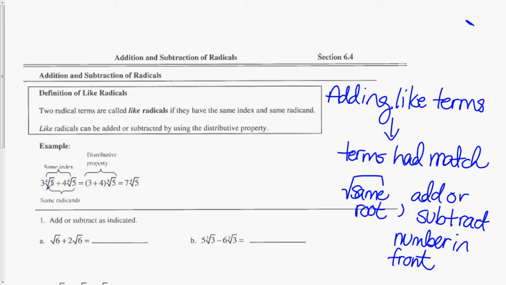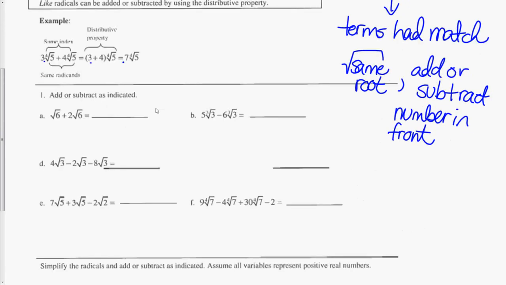So the example shows you've got 3 fourth root of 5 plus 4 fourth root of 5. Those are both fourth roots of 5, so then we can add the 3 plus the 4 to get 7 fourth roots of 5. So let's look at some of these down at the bottom of the page. If I've got a square root of 6, there's an imaginary 1 in front of that square root of 6. So a 1 square root of 6 plus a 2 square root of 6. Add the 1 plus the 2. That gives me 3 square roots of 6.